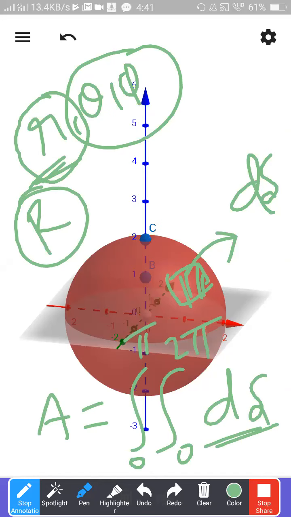Somebody please quickly tell me the answer. I have taken an elemental surface. I am doing integration. 2 pi square r. Okay. See what you will get. Finally, you will get the surface area of this sphere.